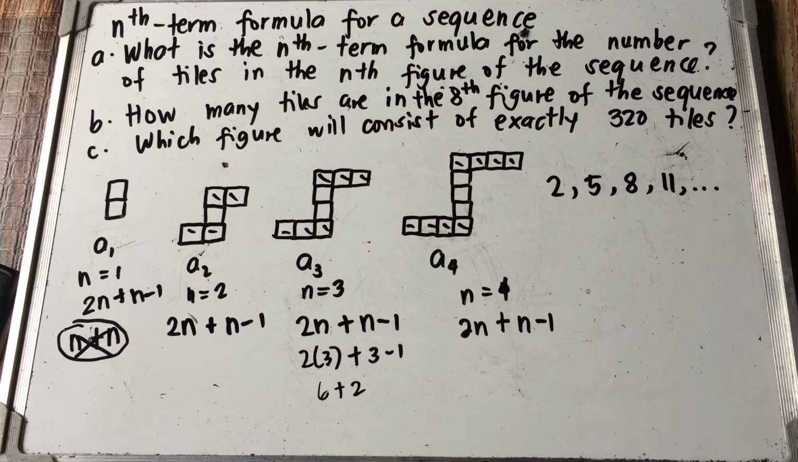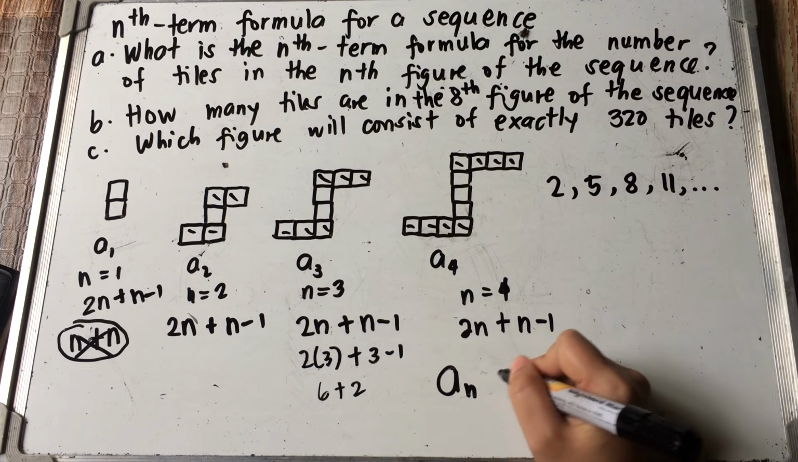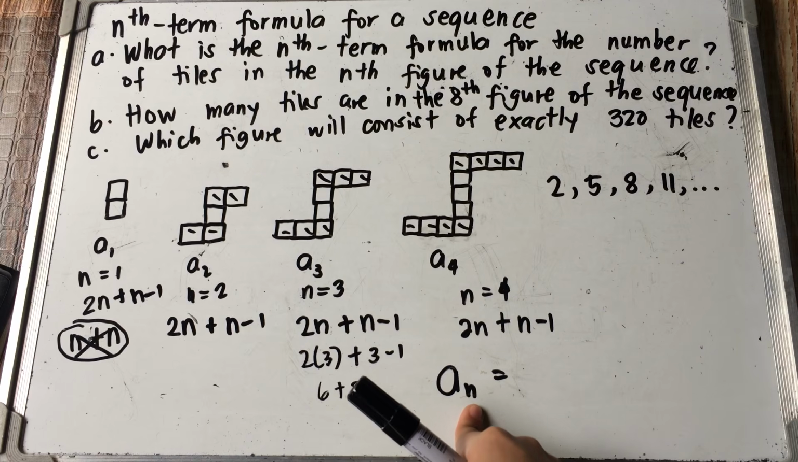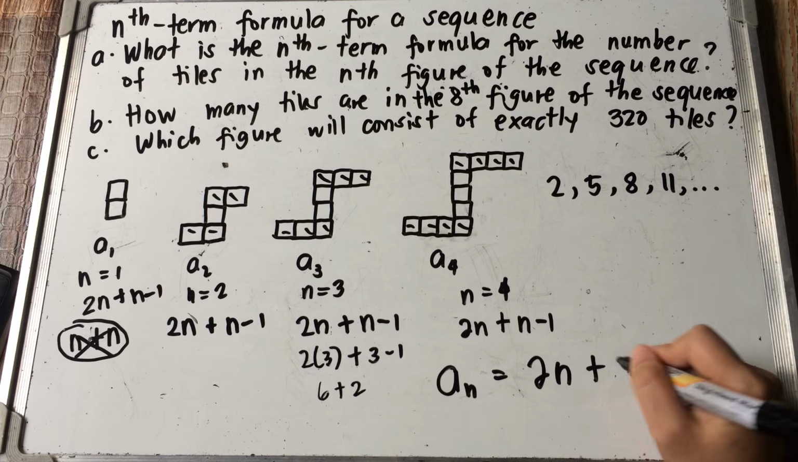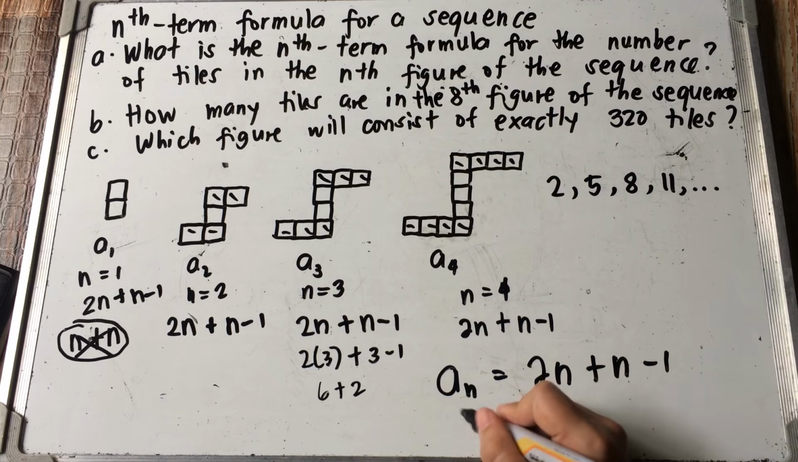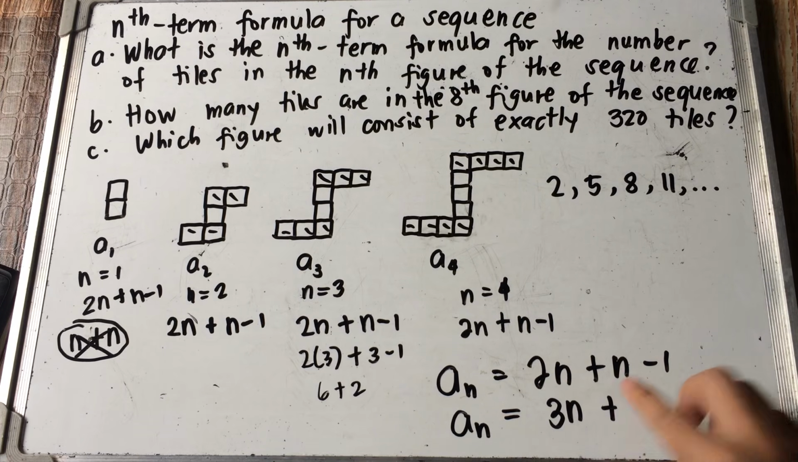So, therefore, the formula is A sub n. So, you have to represent the formula by A sub n. Ibig sabihin, n indicates the position. A sub n equal to 2n plus n minus 1. Since yung 2n and n are similar terms, so pwede mo i-simplify as A sub n equal to 3n minus 1. Ayan, so kailangan mag-apply sa lahat.